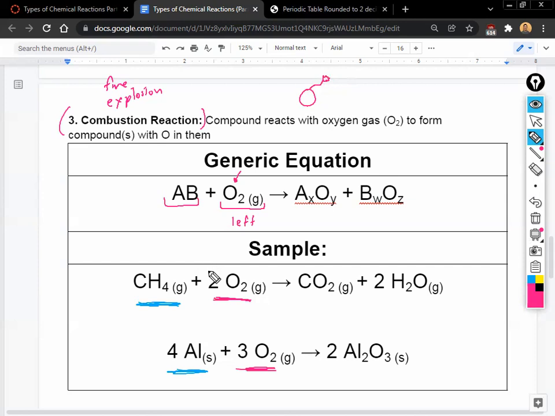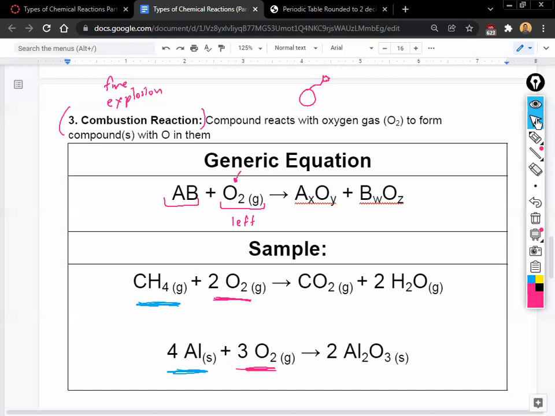Okay, any questions on the three types of reactions we went through today? You guys think you could identify some on your own? So combustion is just on the left side, it has oxygen in it, and on the right side it forms different types of molecules. Yeah. Okay. That's it.